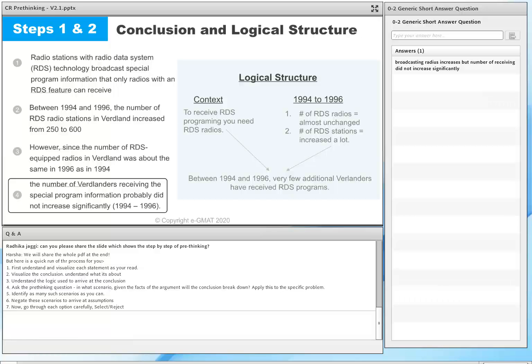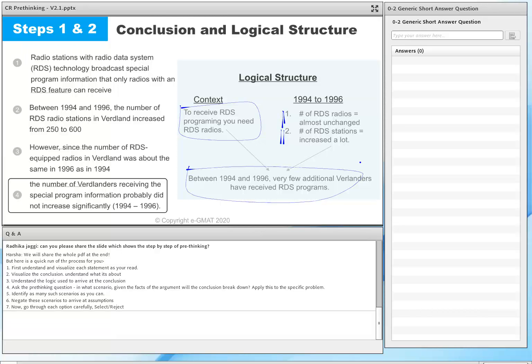Again, if you were to draw the logical structure, here's your conclusion: the number of listeners did not increase a whole lot. Why? Because even though the number of radios remained unchanged, the number of stations went up a whole lot, and to receive RDS programming, you need RDS radios and RDS stations. Is the logical structure absolutely clear?